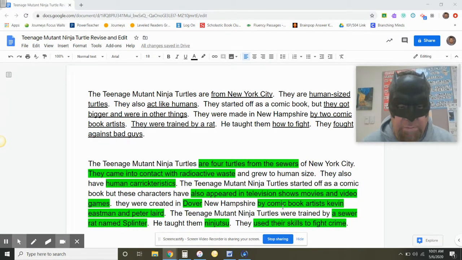All right, on top, if you look at the next highlight, no, not highlighted, the next underlined section, by two comic book artists. Okay, who are these comic book artists? Down below, you can see that I put by comic book artists Kevin Eastman and Peter Laird. And by the way, you might notice that I also put Dover, New Hampshire. So I added the specific place from New Hampshire where they are located or were located, and then also the specific names of the comic book artists.